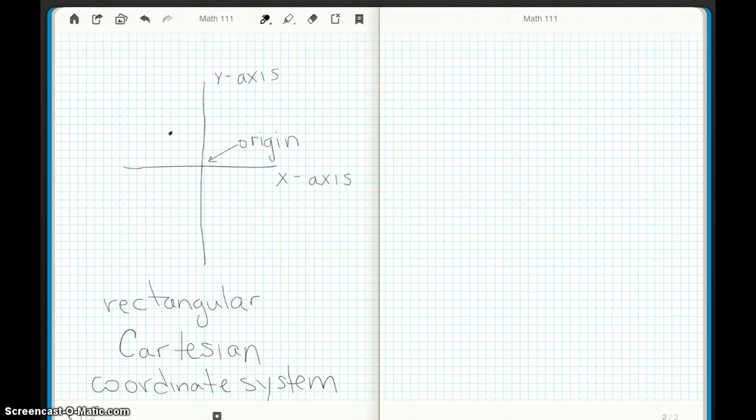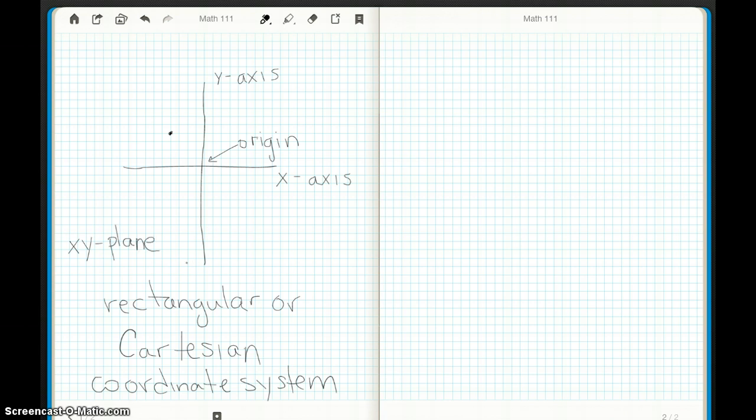The reason for the word Cartesian is because of the mathematician who actually came up with this graphing system. His name was René Descartes, and he was a French mathematician who came up with the idea of graphing in an XY axis sort of way. So the plane formed by these two intersecting lines is called the rectangular or Cartesian coordinate system. You don't have to call it both, but one or the other. But we more regularly refer to it as the XY plane.